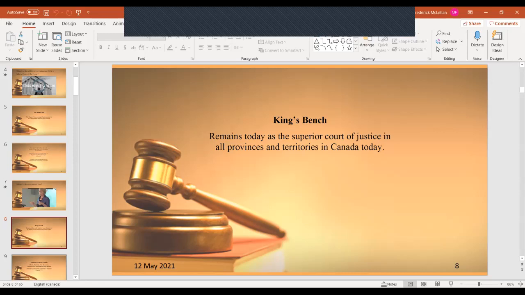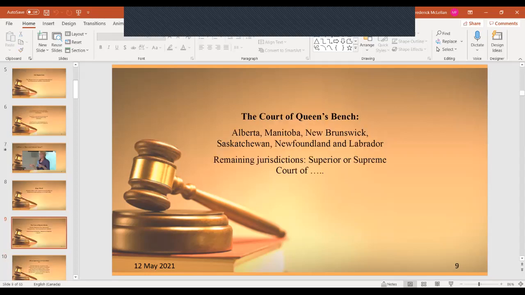So all provinces and territories across the country all have a superior court of justice, originally known, as it turns out, as the Court of Queen's Bench. And so we still have that in Alberta, Manitoba, New Brunswick, Saskatchewan, Newfoundland, and Labrador. So the individual superior courts in each of those provinces is still the Court of Queen's Bench.